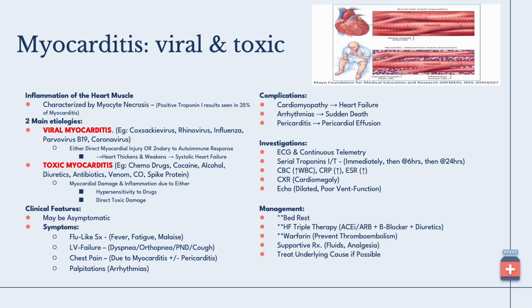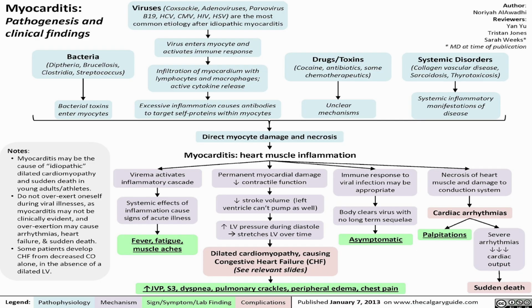Management is going to be bed rest, heart failure triple therapy, so an ACE inhibitor or an ARB, beta blocker plus a diuretic. Warfarin, so we want to be able to prevent thromboembolism, and then supportive treatment, so fluids and analgesia, and really about treating the underlying cause if at all possible. So our myocarditis, pathogenesis, and clinical findings from our Calgary guide.